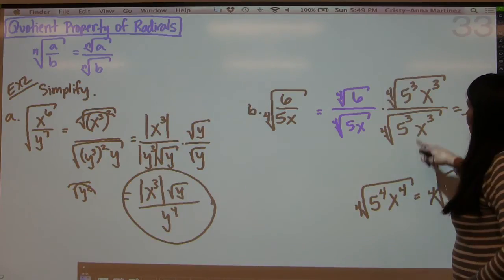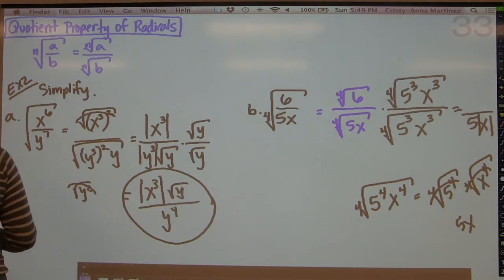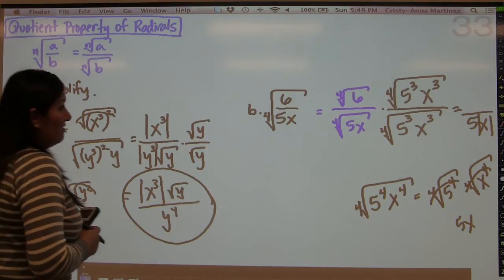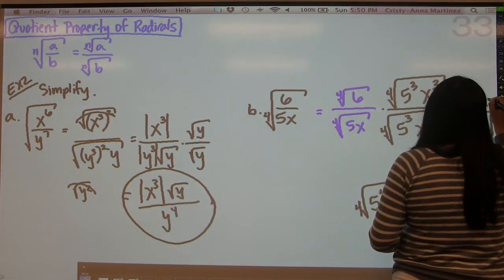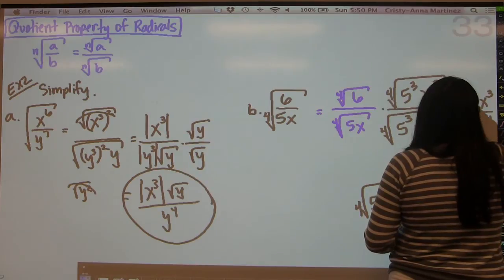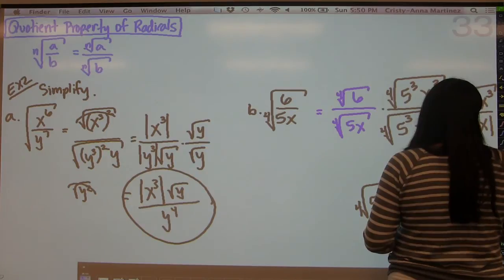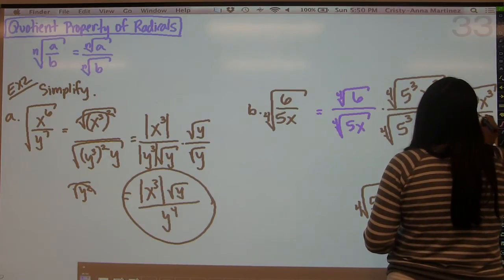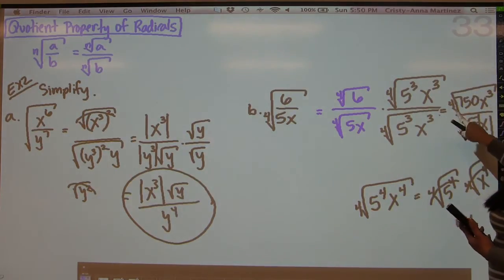And then on the top, you have 5 cubed is 125. And then that times 6 is 750. So let's see if I can squeeze this in here. 750x cubed, like that. So you get the fourth root of 750x cubed over 5 times the absolute value of x.